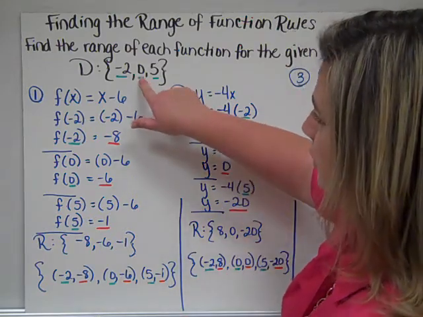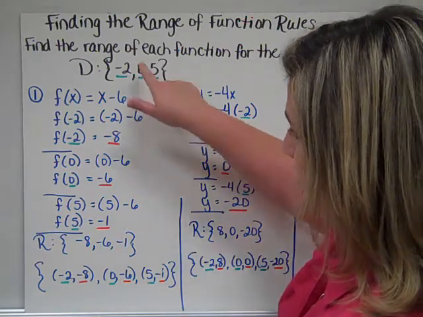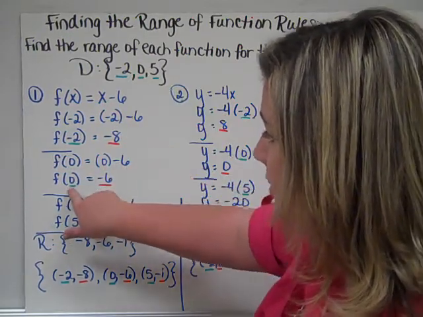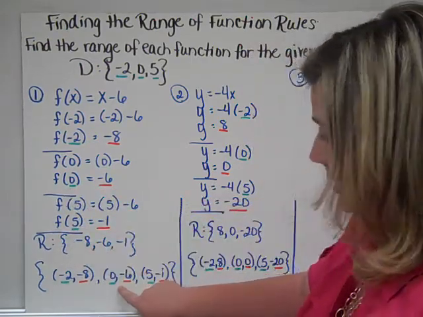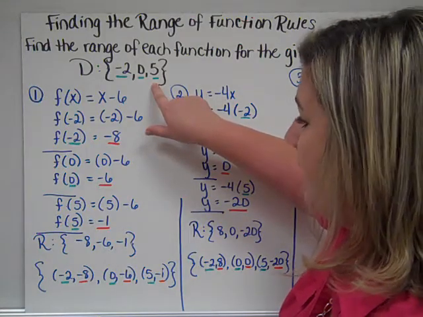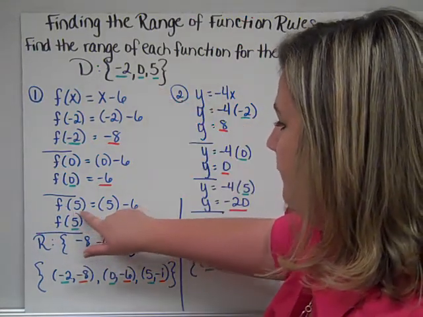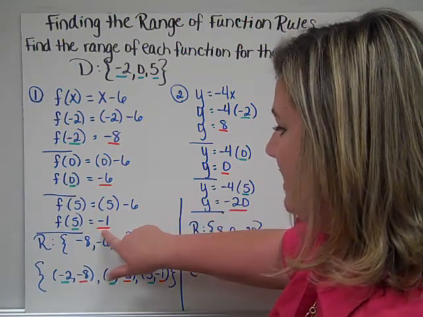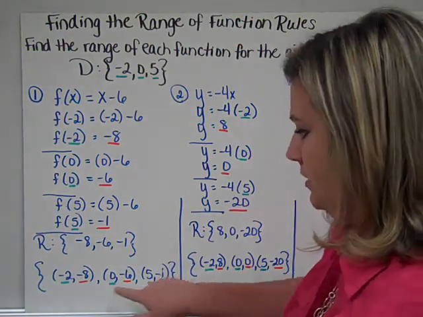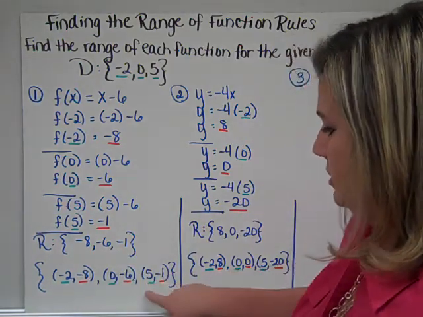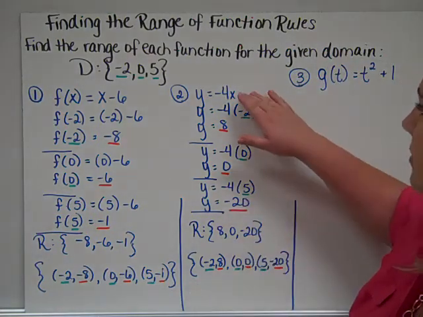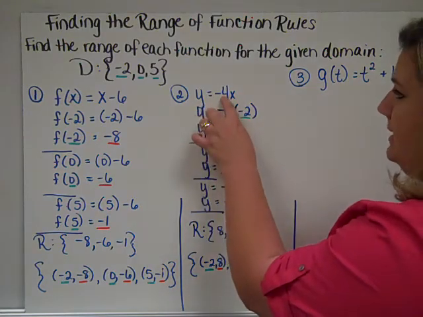Now let's plug in the next input from the domain, which is 0. When I plug this in, I get 0 minus 6. Again, my input-output is 0, negative 6, which I put down here. My last ordered pair, my domain is 5. When I plug in 5, f of 5 equals 5 minus 6. That gives me a negative 1 output. So 5, negative 1. These are the ordered pairs, and I know this is a function because none of my x's are repeating.